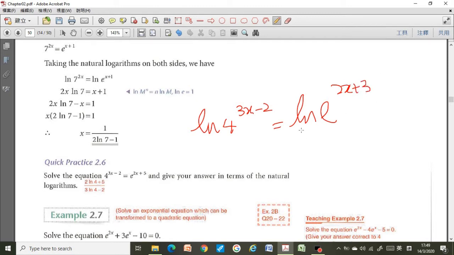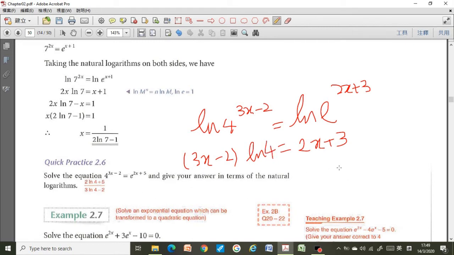It is very important when you have a log and e together, then the answer in the power will go down. So the right hand side will be 2x plus 3. And here you also put the 3x minus 2 down, but please make a bracket. Otherwise you will be giving an answer which is 3x minus 2 times log 4, which is not the answer you want.